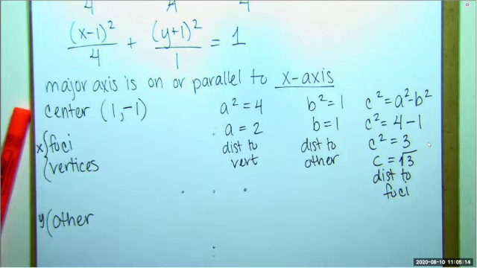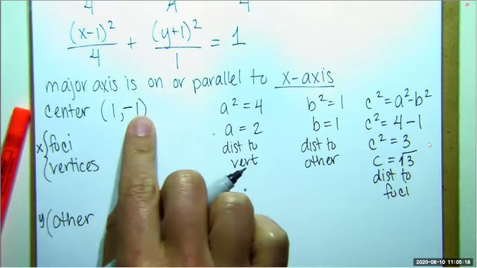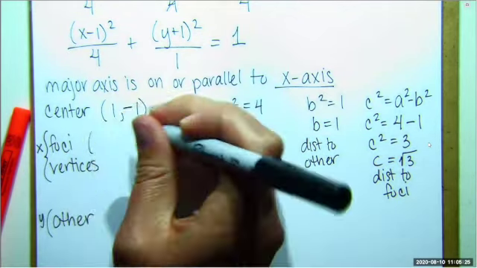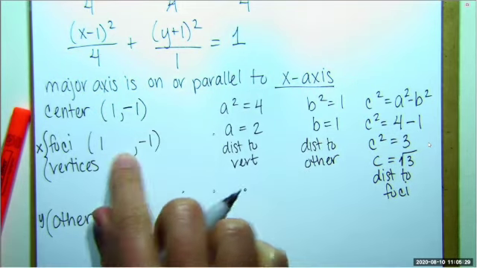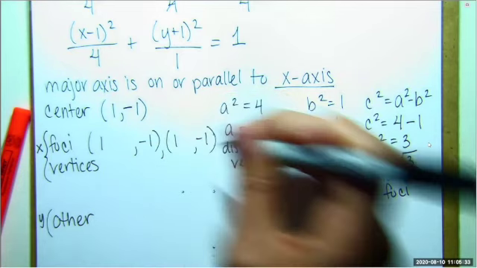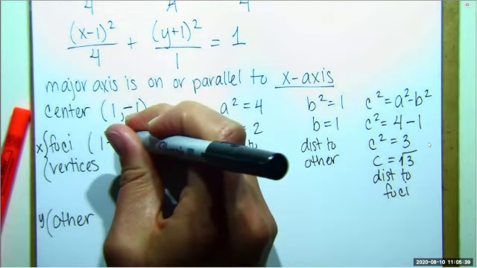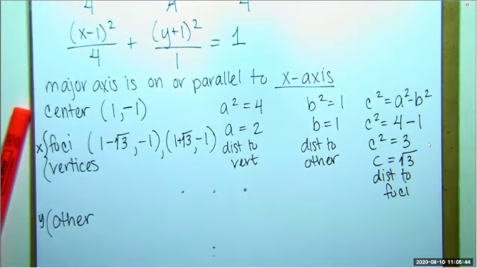Okay, so what I'm going to do to get to my foci, I'm starting at my center, which is 1, negative 1, and I want to add and subtract a distance of c onto the x coordinate. So the easiest way of doing this is I leave a little space on my x coordinate. Our foci are a distance of root 3 away, so I'm going to subtract root 3 on that x coordinate and add root 3 on that x coordinate.